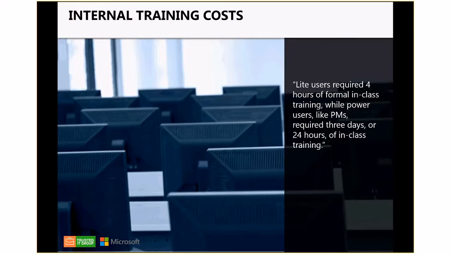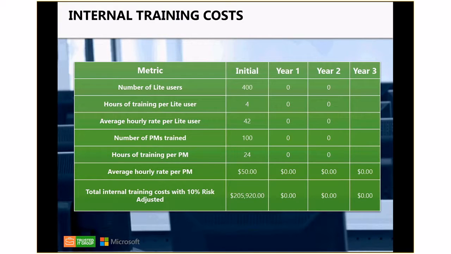So again, the light users, Project Essentials users, required about 4 hours of formal in-class training, while power users like PMs typically need around a 3-day training, 24 hours. We see that also, so I would concur that those numbers are pretty on par. So again, here's the calculation on that.